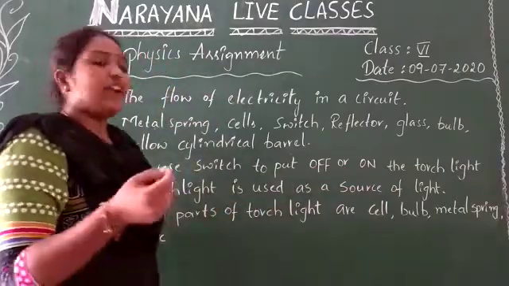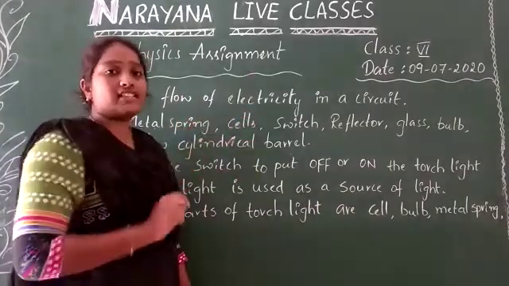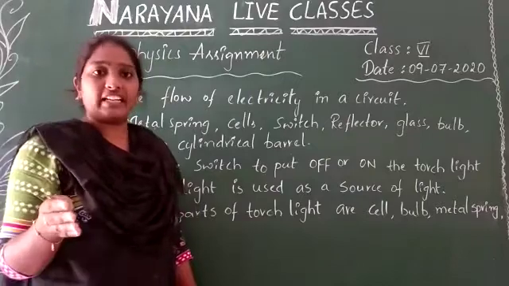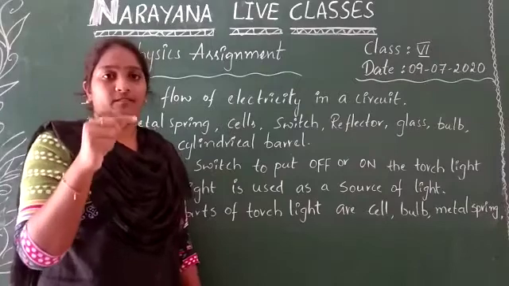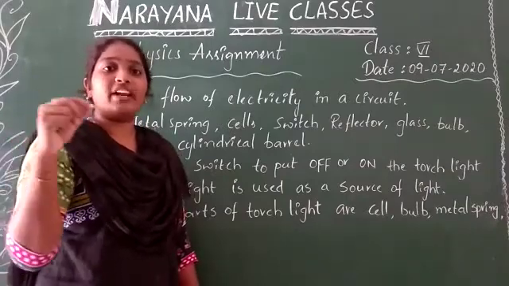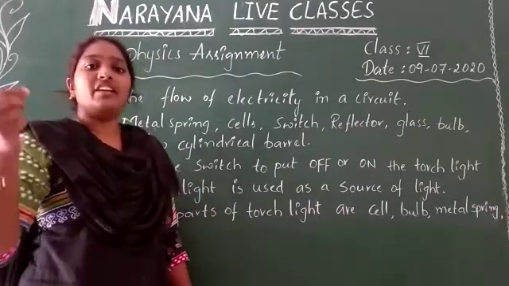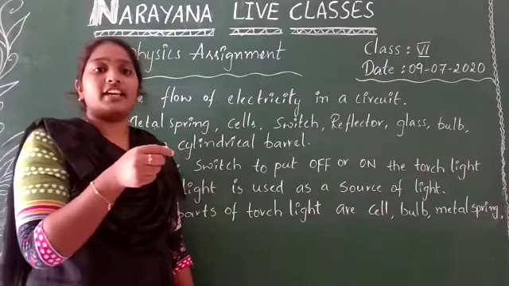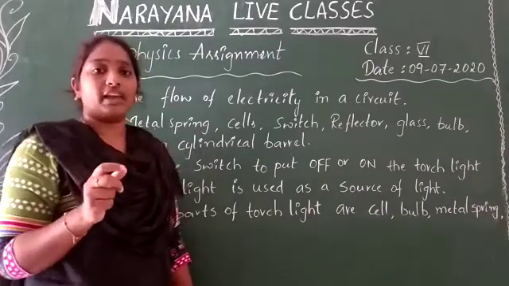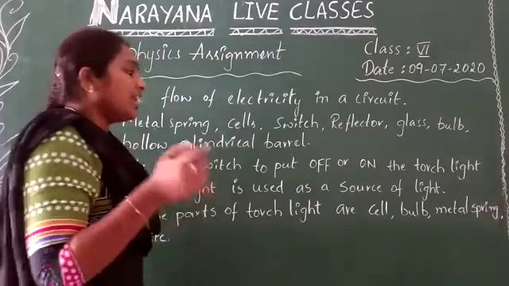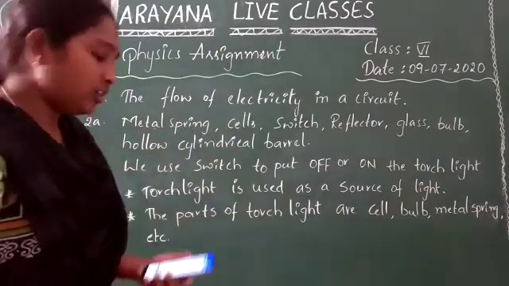If we observe, a torchlight has two ends, one end is closed with a glass and the other end is closed with a metal cap. To the metal cap we have a metal spring. The lid consists of a metal spring. We open it and insert the cells into the torchlight. It helps us to open or close the circuit. So likewise we use the torchlight. And the fifth question.